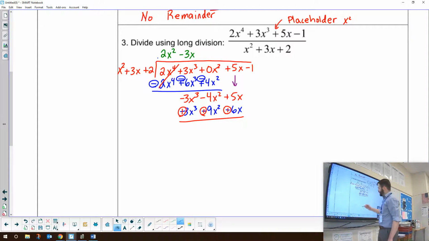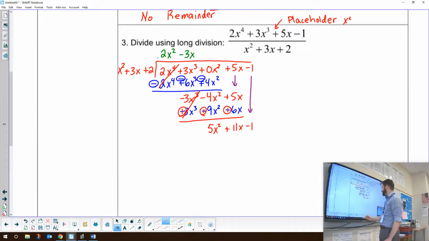Now, combine like terms. Negative 3x cubed plus 3x cubed cancels. Negative 4x squared plus 9x squared is 5x squared. 5x plus 6x is 11x. Then we're going to bring down my last one, which is going to be a negative 1. And we are going to have to multiply this out.